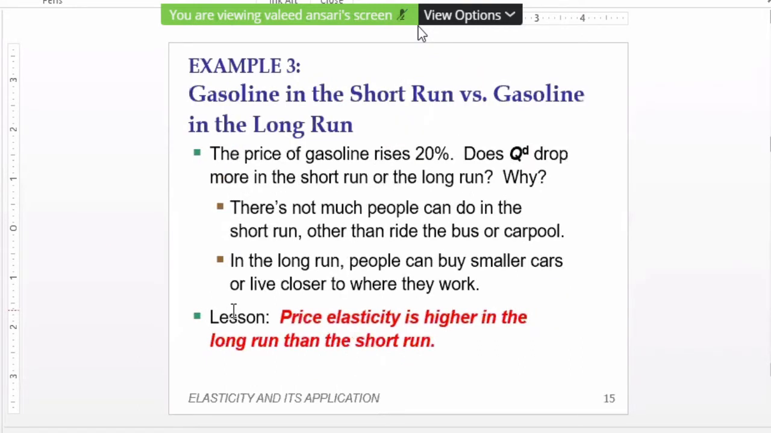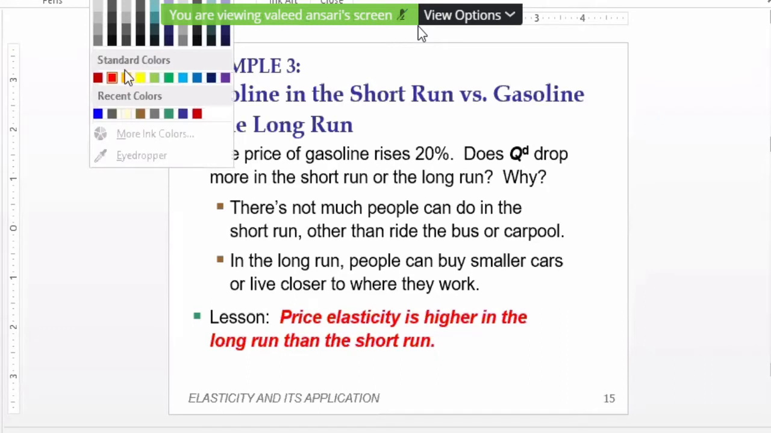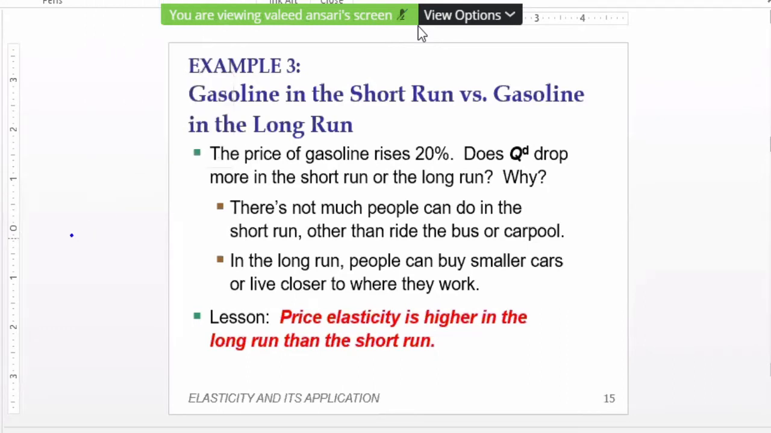Then the third important factor is the period. In the short run, for example, if the price of anything is increased.